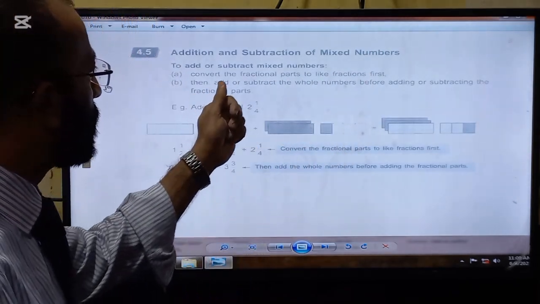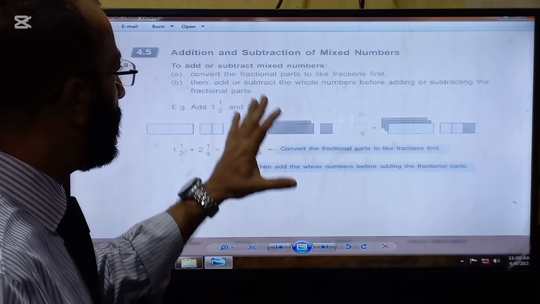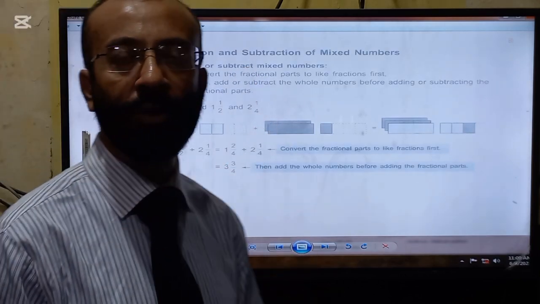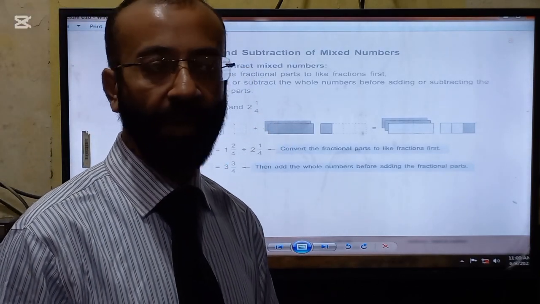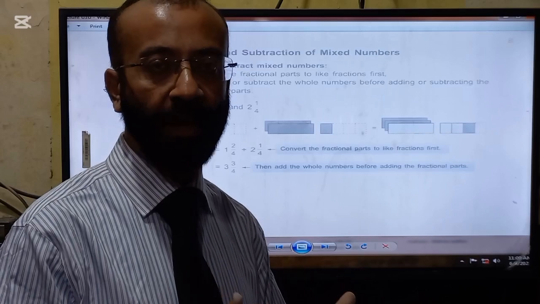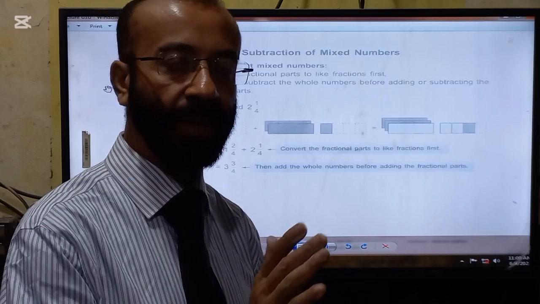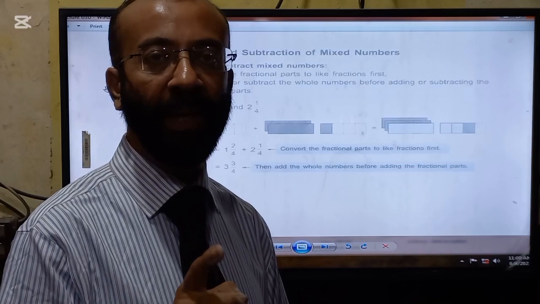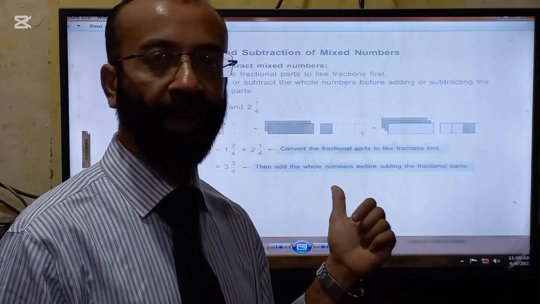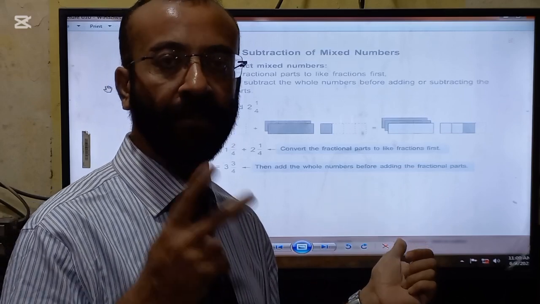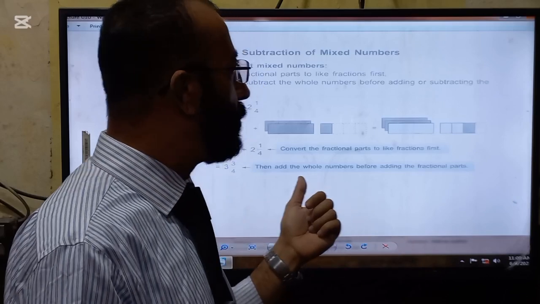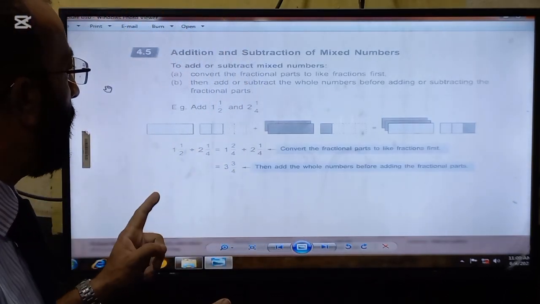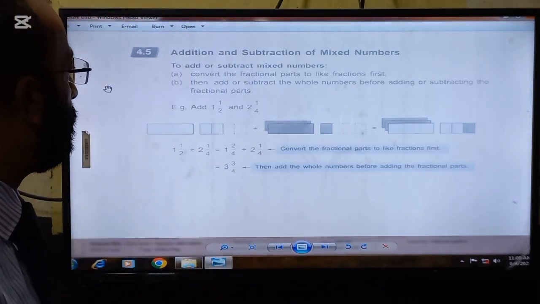To add or subtract mixed numbers, there will be two methods. First, we will convert the unlike fractions into like fractions and then solve them. This will be the first method. And the second method will be the direct one. So we will solve the same questions by two methods. We are going to solve the question by the first method first.